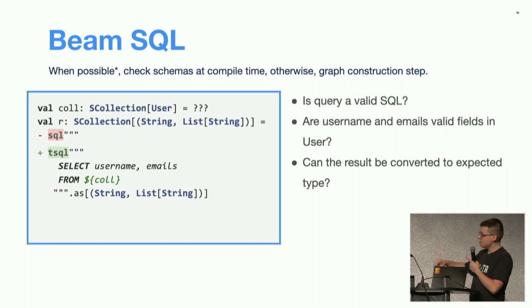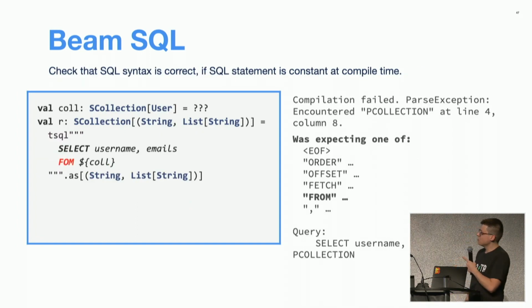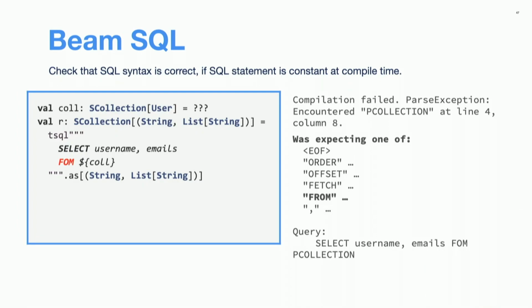But as you can see on these slides, all types are annotated, and the string is constant. So we don't get it from any service. We know it at compile time. It means that we can actually do compile time checks for this. And that's what we do. So if you mistype the SQL string, you would get a compile time error message saying that parsing failed, please fix your code. In this case, we mistyped the keyword from.